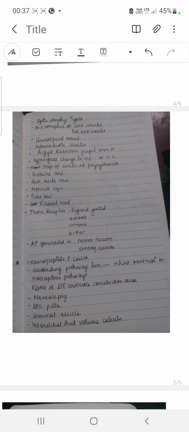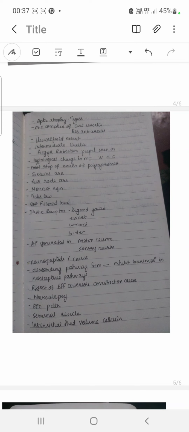Visual field extent is S. What is the equation? ISNT, that is 50, 60, 70, 80. Intermediate uveitis is actually pars planitis. Argyll-Robertson pupil is seen in neurosyphilis. Accommodation reflex present, light reflex absent, plus anisocoria, that is the history.